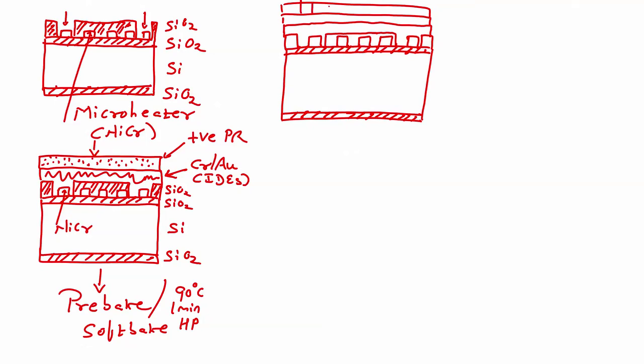So, what should be my mask? My mask should be a bright field mask, because I want to save my chrome gold in this particular area to form my interdigitated electrodes. All right, this is what my bright field mask looks like.